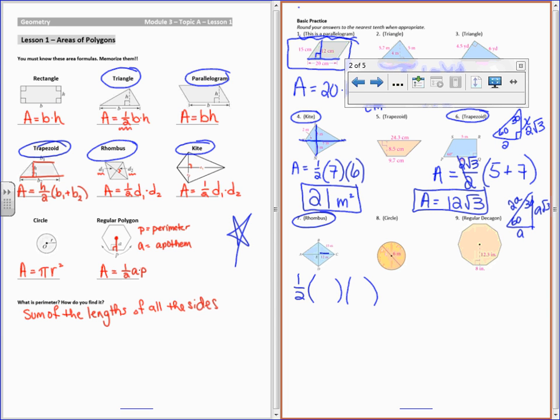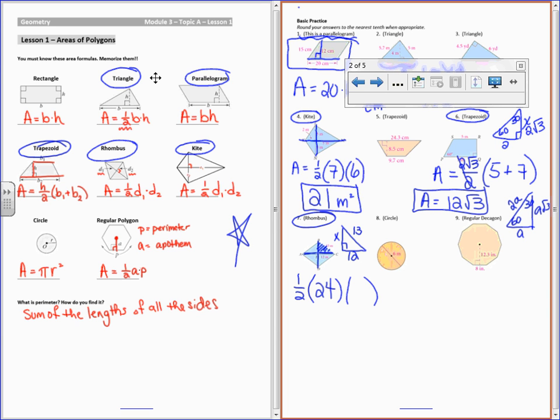Well, they're telling me this little section right here is 12. Obviously, you can't really see that on the screen right now, but on your paper, you should be able to see it. So this little section is 12, which means that section is 12. So my first diagonal is 24, but I don't have my second diagonal yet. I need this thing. Well, if you remember, diagonals of rhombuses are perpendicular. So this guy right here is a right triangle with a base of 12 and a hypotenuse of 13. And I just need this piece.